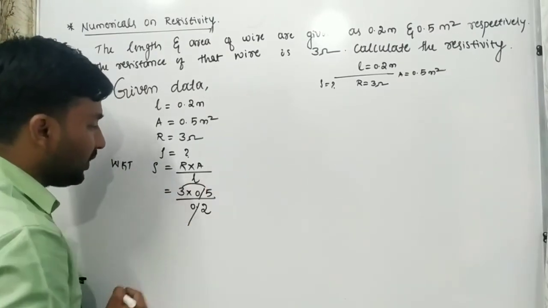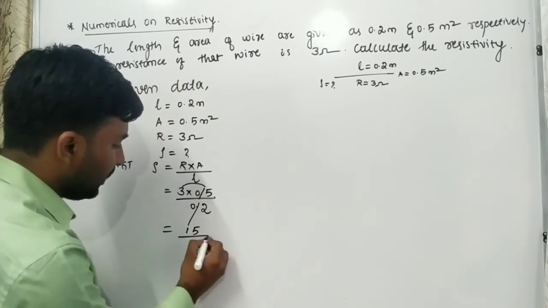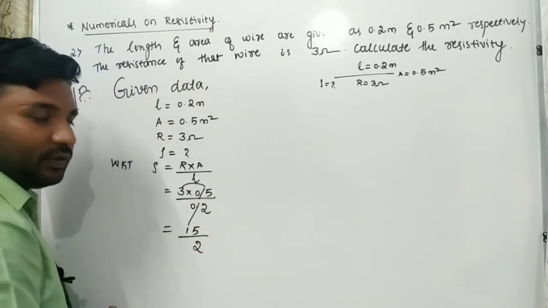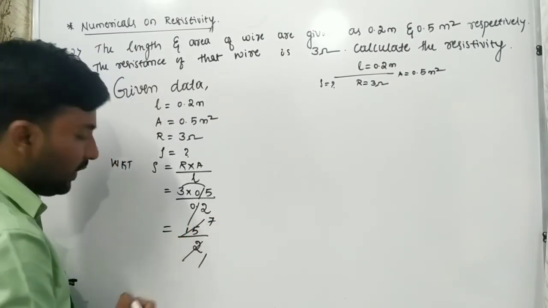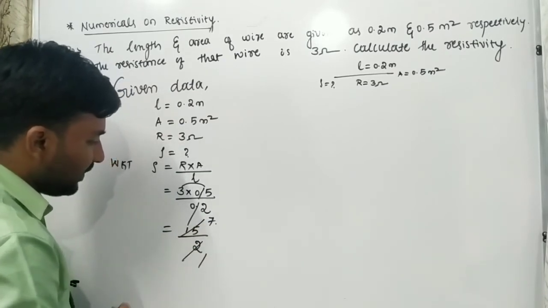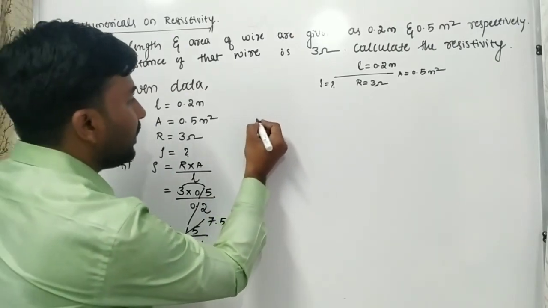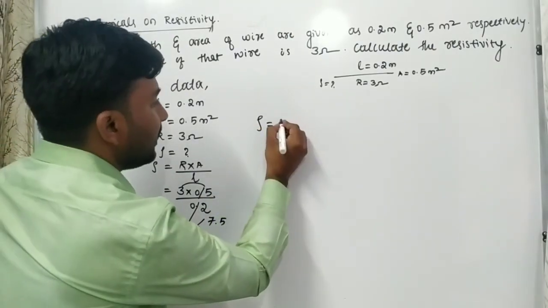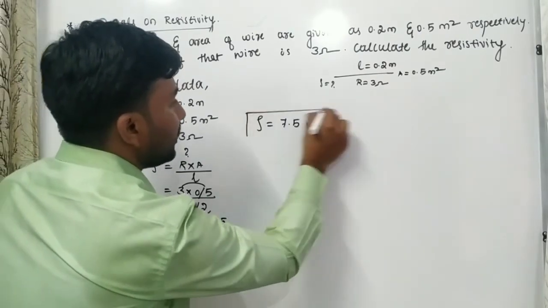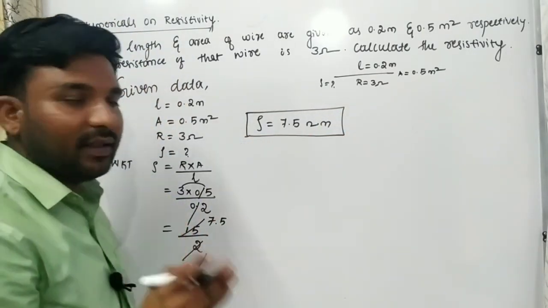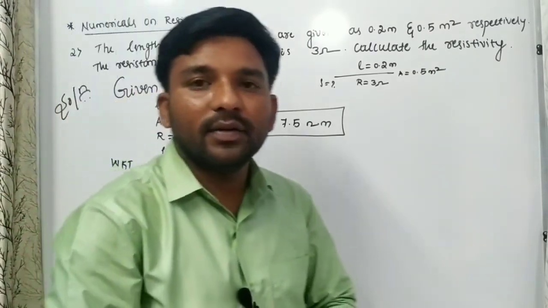So multiply these two numbers, 3 5s are 15. So in the denominator you will get 2. Now divide: 2 1s are 2, 2 7s are 14. Put 1 point, take 0, it will be 10. So 2 5s are 10. So here the resistivity is 7.5 ohm meter. So the given wire resistivity is 7.5 ohm meter. Hence we have solved the problem.